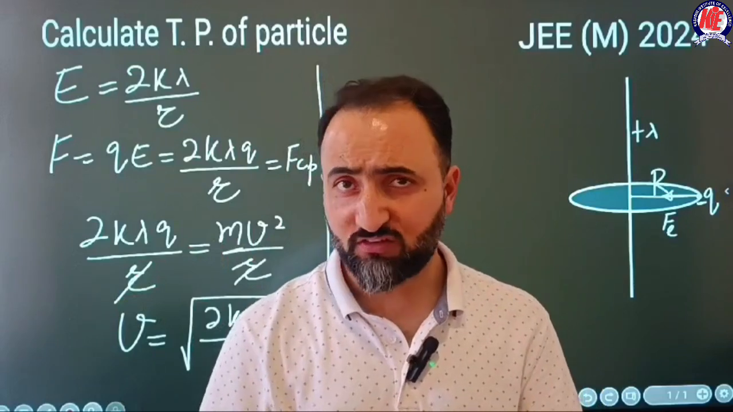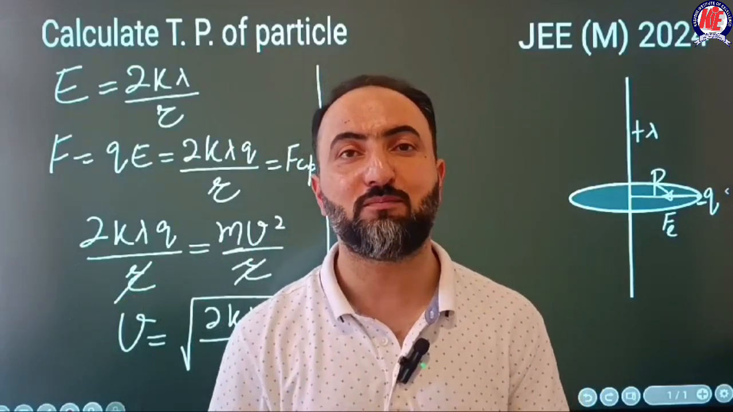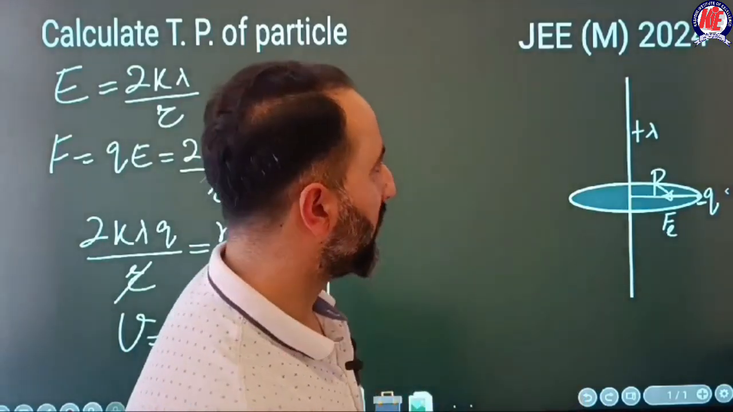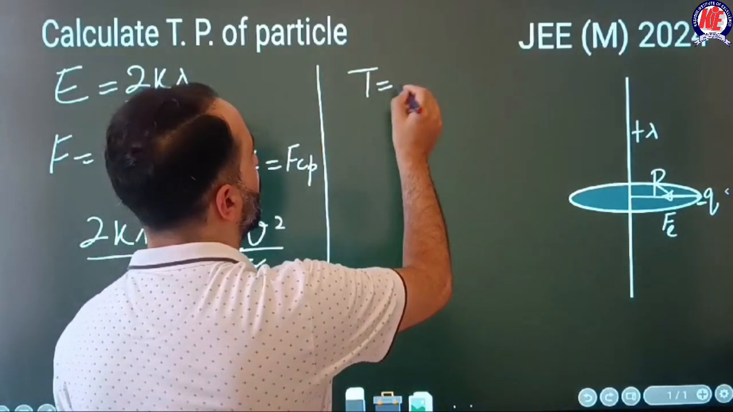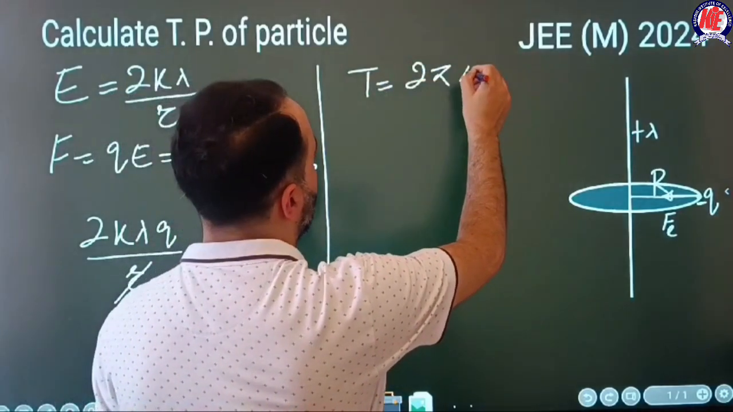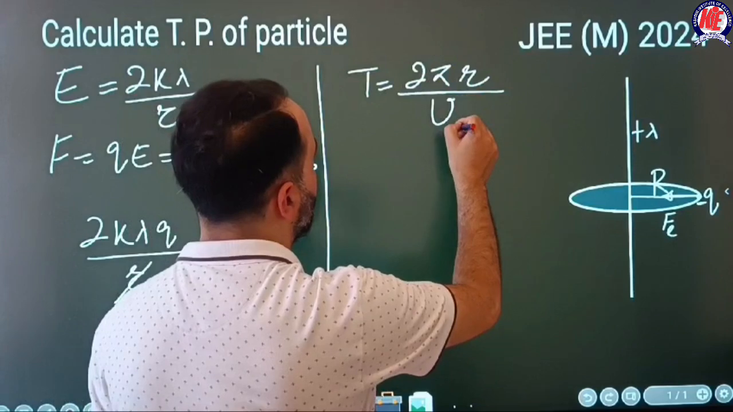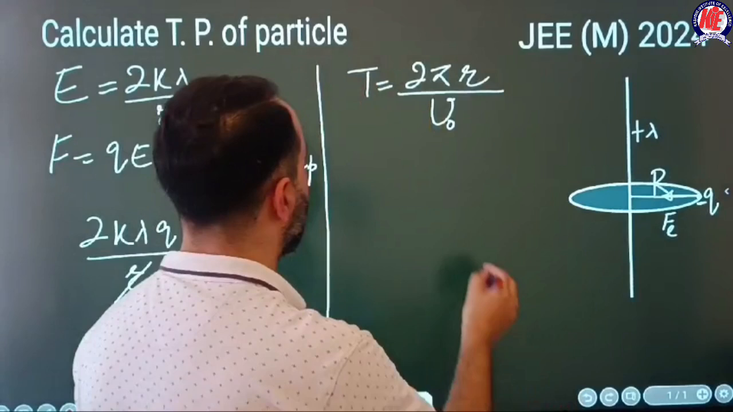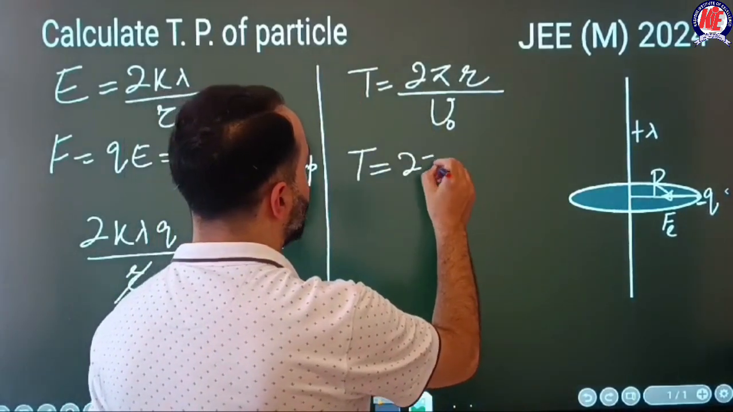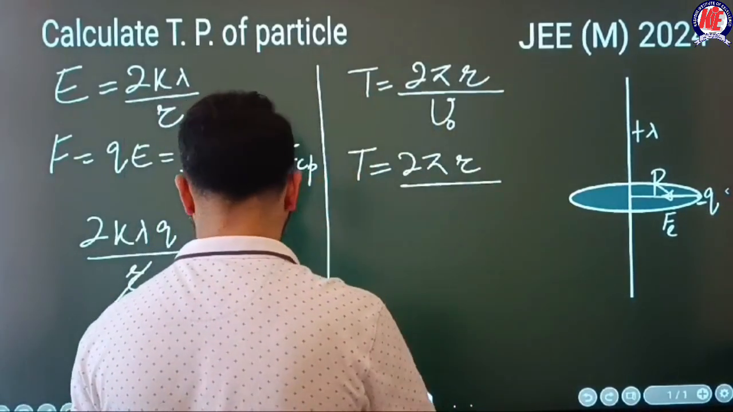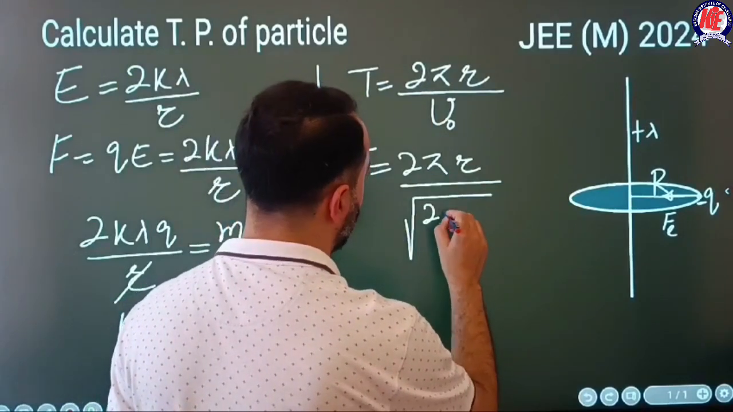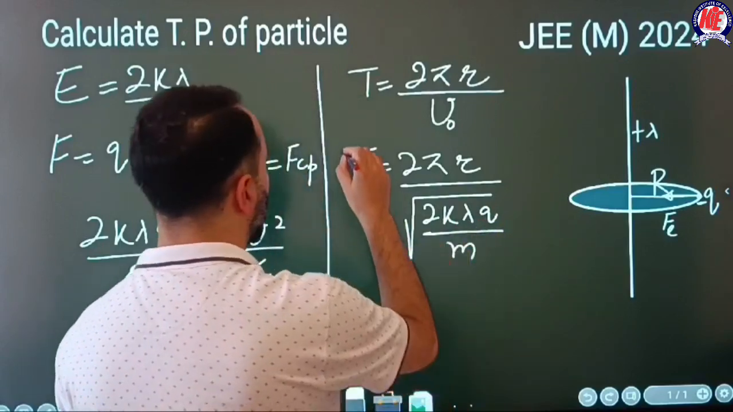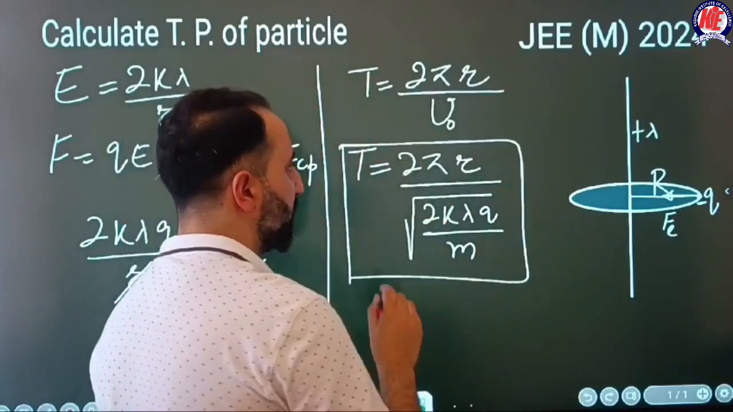But we are supposed to calculate the time period. Now what's the time period? The time taken by the charged particle to complete one full circle. The time period is equal to the circumference, which is 2 pi r, divided by the orbital speed, which is v naught. We have calculated the orbital velocity, so let's put it here. The time period will be equal to 2 pi r divided by the root of 2k lambda into q divided by m. We are done with the time period. This is the time period of the charged particle.